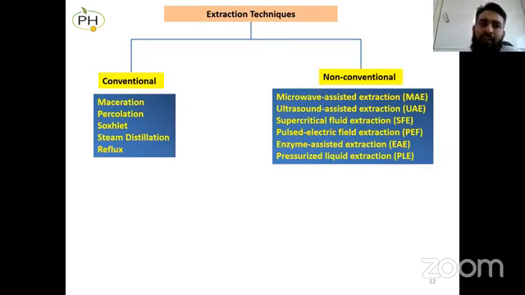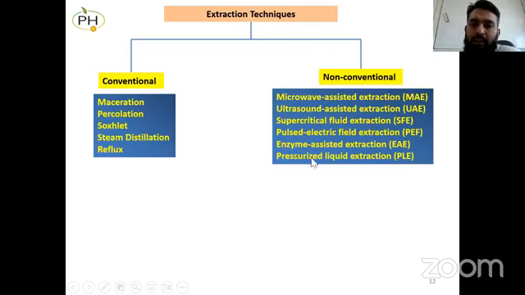These are some of the extraction techniques. Whatever we are performing in the lab at a small scale, we can call conventional, which does not require any special equipment, but has some disadvantages also. And there has been an emergence of non-conventional techniques such as ultrasound assisted, microwave assisted, and supercritical fluid extraction, and other extraction techniques also exist. They take much less time compared to these conventional techniques. We'll discuss them one by one.